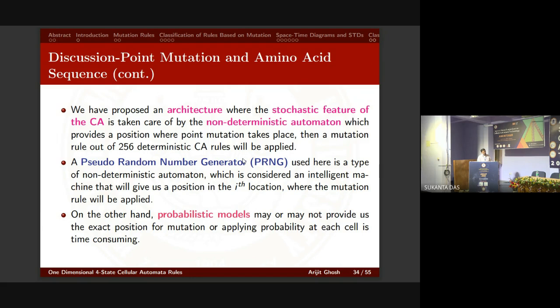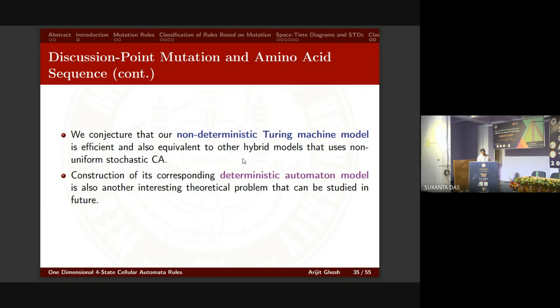On the other hand, the probabilistic models may or may not provide us with the exact position for mutation, or if it does so, then that will be time consuming. Now we conjecture that our non-deterministic Turing machine model is efficient and also equivalent to other hybrid models that use non-uniform stochastic cellular automata. Construction of its corresponding deterministic automaton model is also another interesting theoretical problem that can be studied in future. So this is the architecture that we have proposed in our paper.